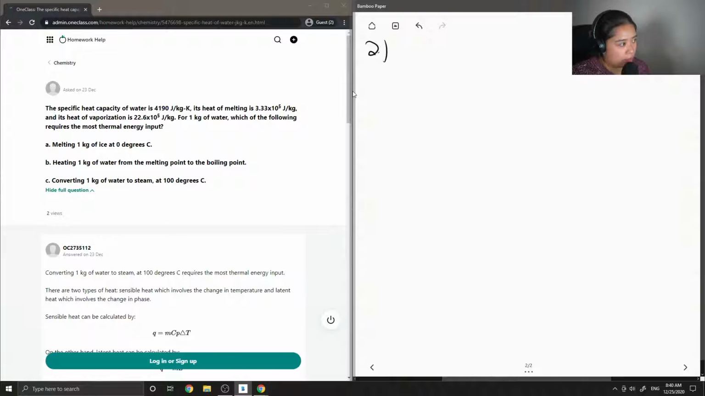Okay, so for the question, they give us all these different scenarios where we have 1 kilogram of water, and we just need to calculate all of their different thermal energy inputs and see which one has the highest. So either melting ice at 0 degrees Celsius, heating 1 kilogram of water from the melting point to the boiling point, and then lastly converting 1 kilogram of water to steam at 100 degrees Celsius.